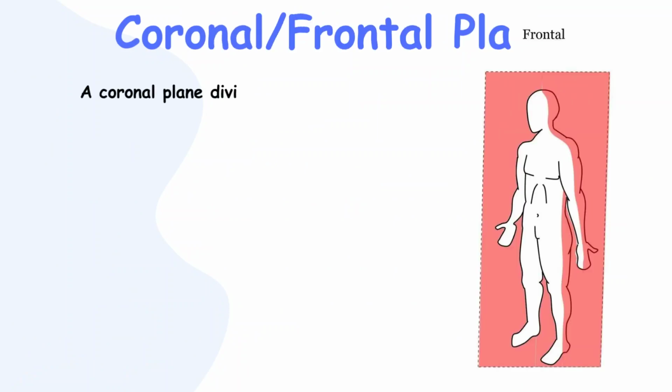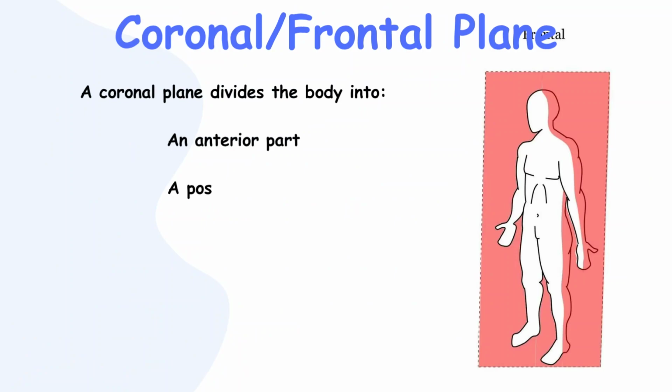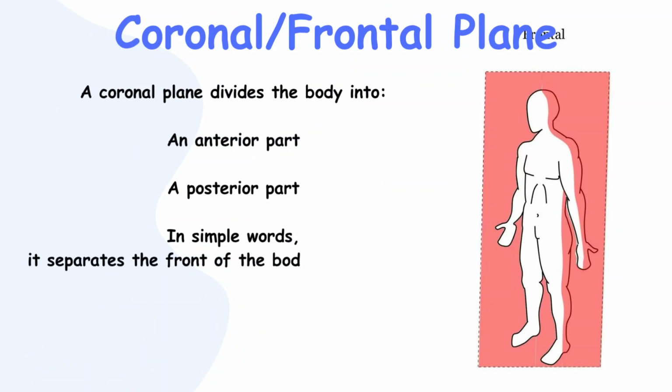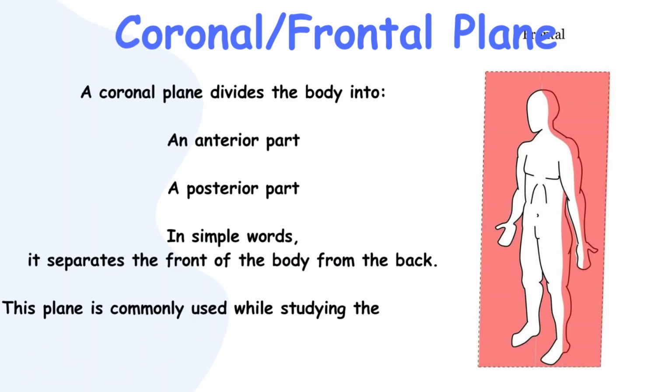Coronal plane, also known as frontal plane. A coronal plane divides the body into an anterior part and a posterior part. In simple words, it separates the front of the body from the back. This plane is commonly used while studying the chest and brain.